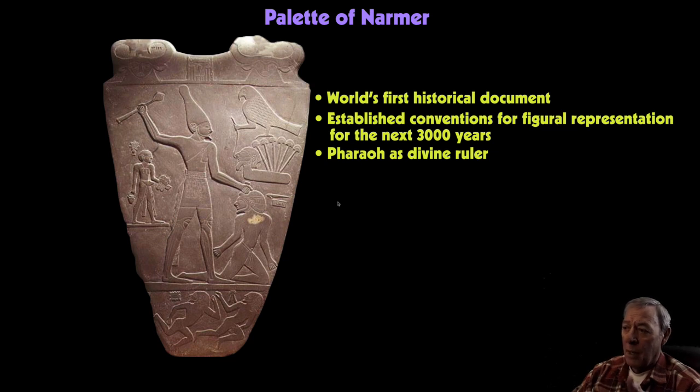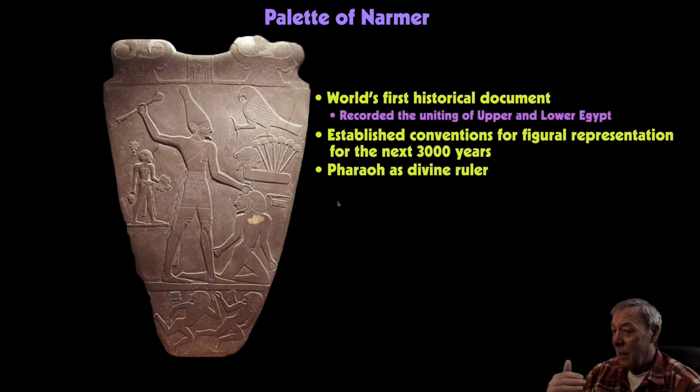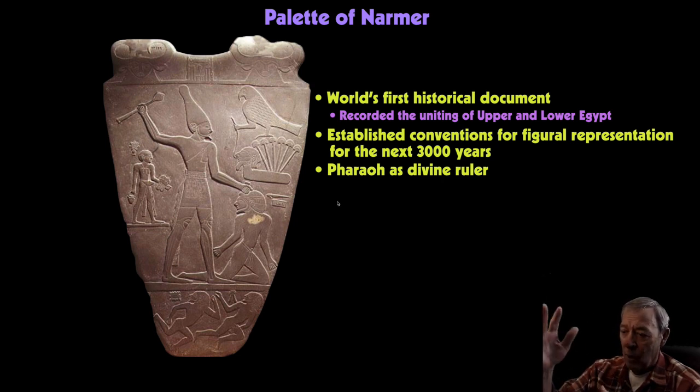So in terms of a historical document, this palette records the uniting militarily of Upper and Lower Egypt. Okay, so Narmer takes his military forces, marches down the river and conquers the delta, gets rid of the king whose name is not recorded, and makes himself pharaoh or king over the entire valley.